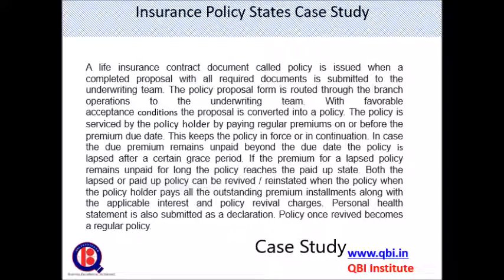A life insurance contract document called policy is issued when a completed proposal with all required documents is submitted to the underwriting team. The policy proposal form is routed through the branch operations to the underwriting team. With favorable acceptance condition, the proposal is converted into a policy. The policy is serviced by the policyholder by paying regular premiums on or before the premium due date. This keeps the policy in force or in continuation.